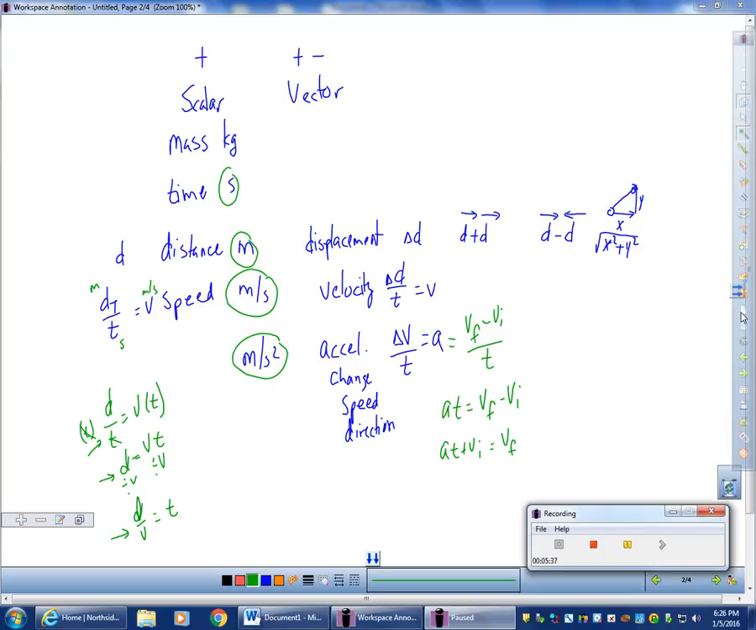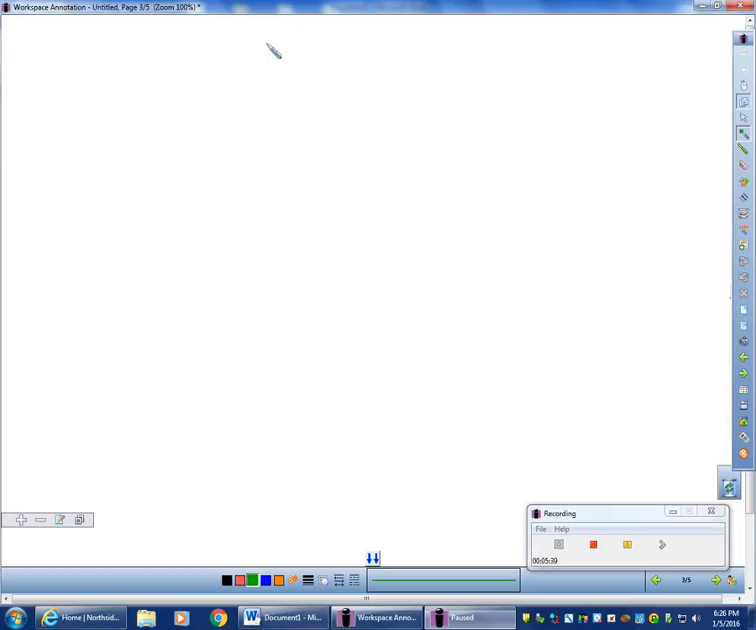The other major skill that you need to remember for one-dimensional motion is how to graph that motion. So to graph that motion, I can graph an object's speed, velocity.